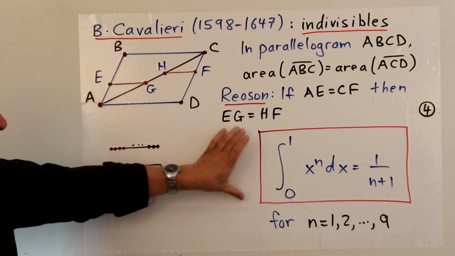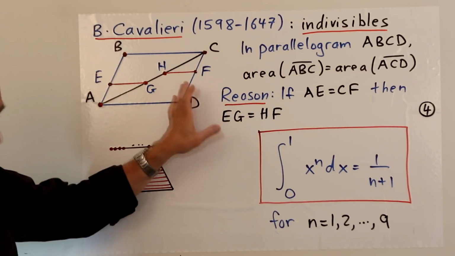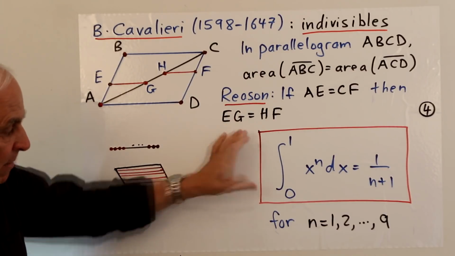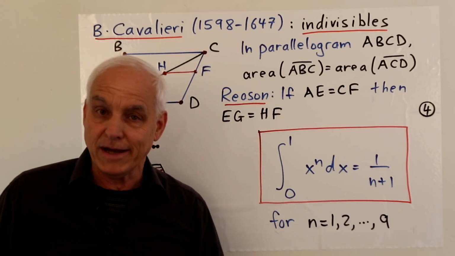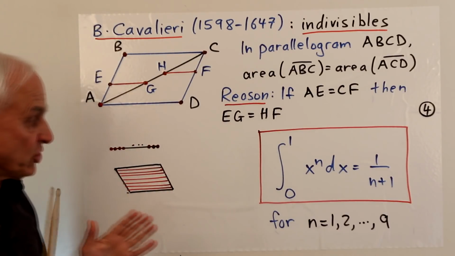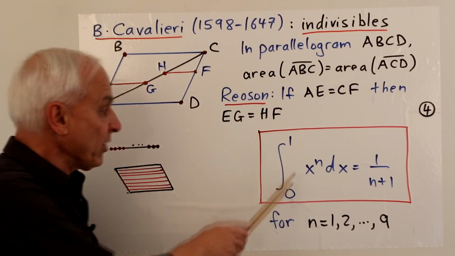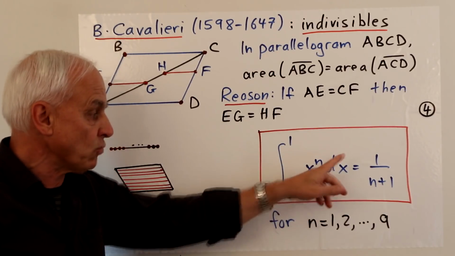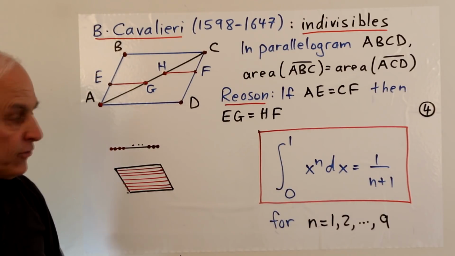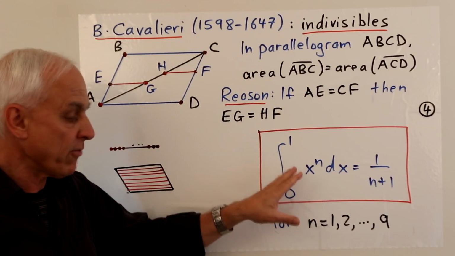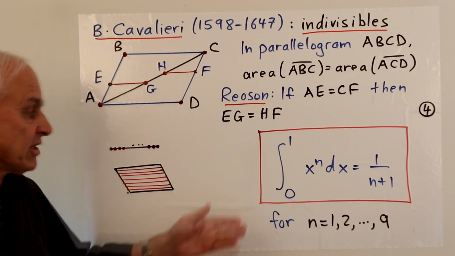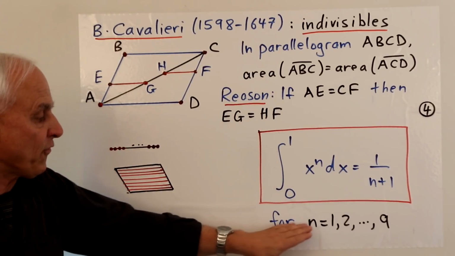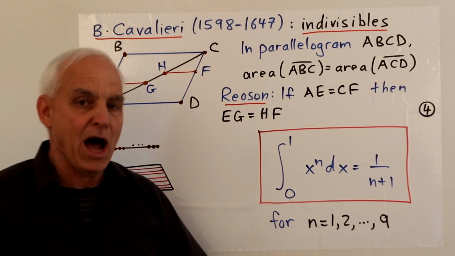Notably, Cavalieri was able to prove something much more substantial than this. He came up with this formula, which is arguably the most important formula in calculus in terms of a computational formula. The integral from 0 to 1 of x to the n dx is 1 over n plus 1. In the case of n equals 2, we recover Archimedes' parabola formula, but this is more general. And he proves it for n equals 1, 2, up to 9.